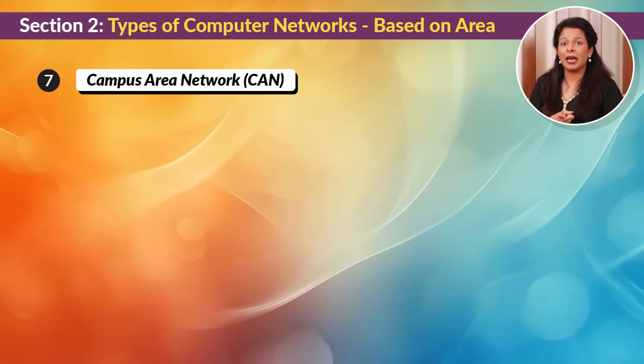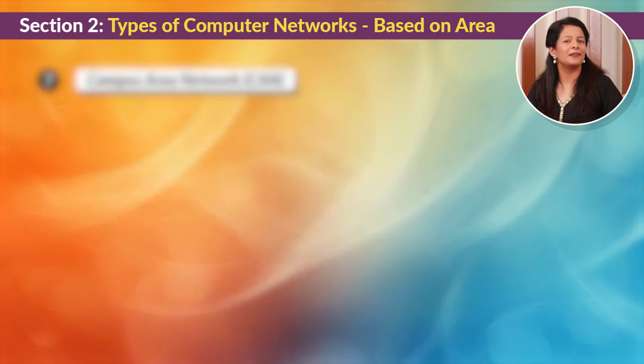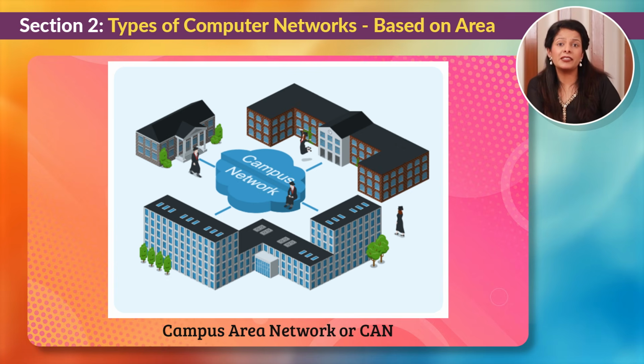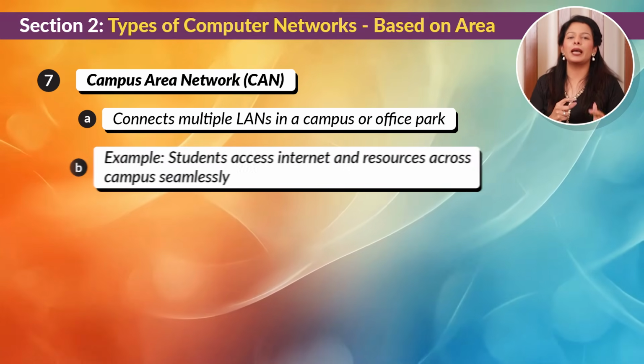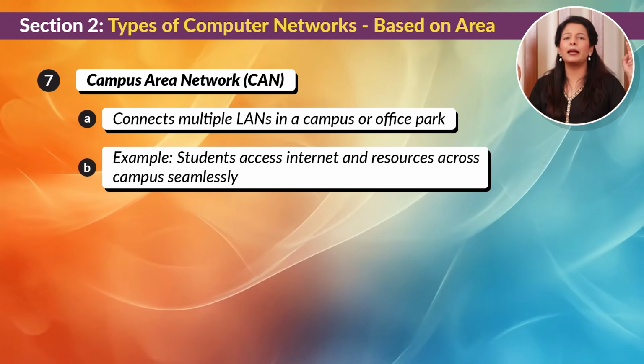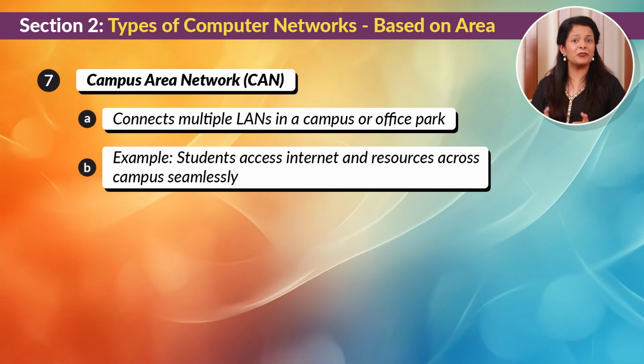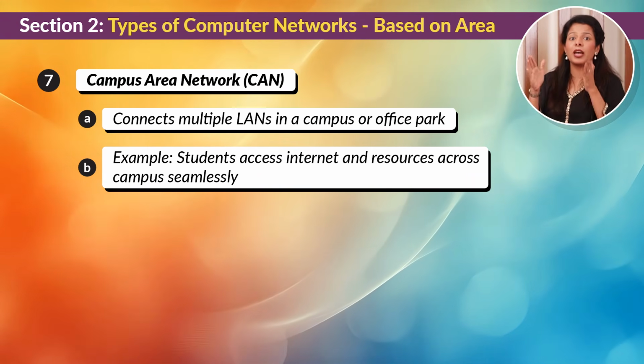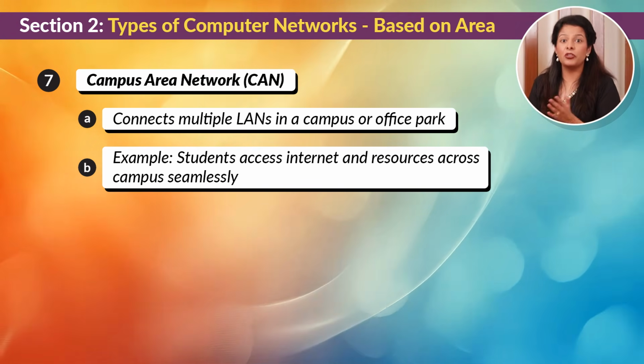Then there is the Campus Area Network or CAN. A CAN connects several LANs within a specific area, such as a university campus or a large corporate office park. For example, a student can use the same network to access the internet and university resources from classrooms, dorms, and the library without needing to log in separately at each location.